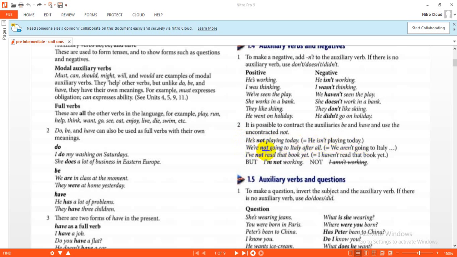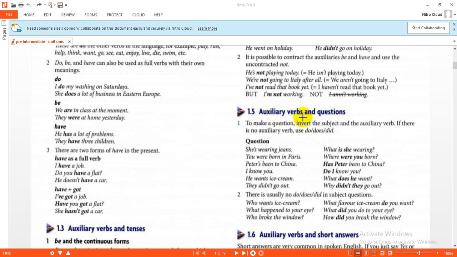We are not going to Italy after all. We are not going to Italy. I've not read that book yet. I haven't read that book yet. But I am not working. Not I amn't working. هذه هي الجملة غير صحيحة.